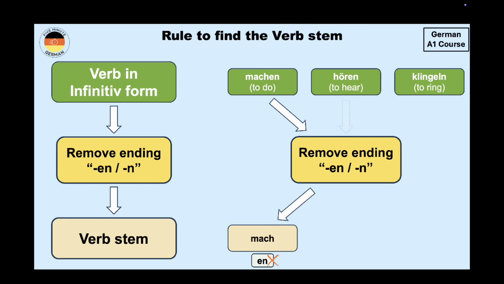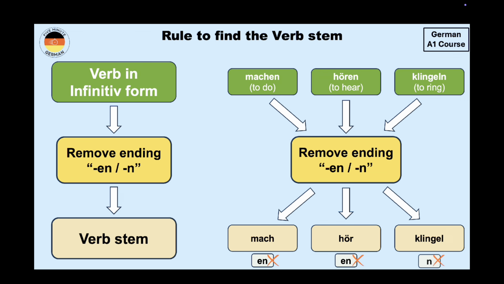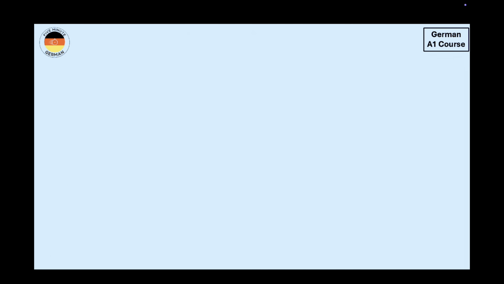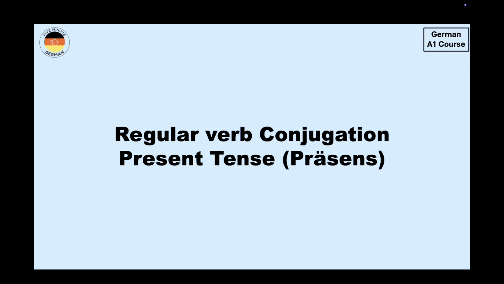In case of hören, we will again remove the ending en and we will have hör, which is the verb stem. In case of klingeln, we don't have en as the ending, rather we only have n. So when we remove n, then we are left with klingel, and klingel is the verb stem for klingeln. Keep this concept in mind because we are going to use the verb stem as we go along in this video.